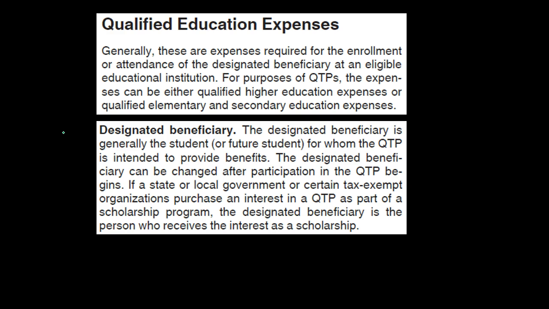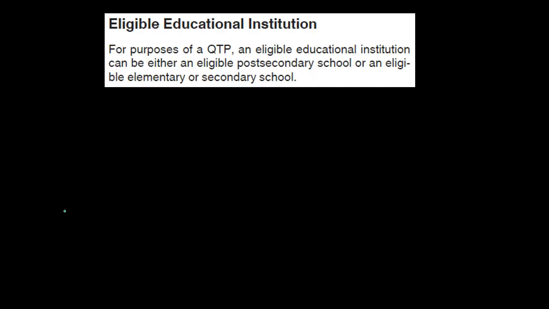So of course that's the person that we're putting the money into the QTP for their qualified education expenses sometime in the future. Back to the text. For whom the QTP is intended to provide benefits. The designated beneficiary can be changed after participation in the QTP begins. If a state or local government or certain tax-exempt organizations purchase an interest in a QTP as part of a scholarship program, the designated beneficiary is the person who receives the interest as a scholarship.